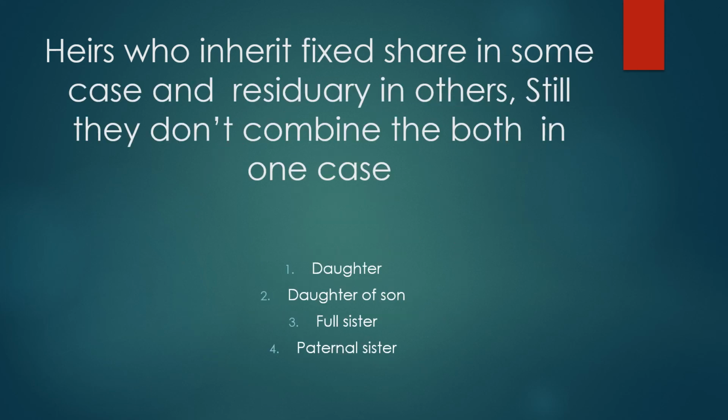Next one, heirs who inherit fixed share in some cases and residuary in others, but still they don't combine both in one case. Daughter of the son, full sister, paternal sister. These are the asaba by others, the second type. Sometimes they will inherit fixed share, and sometimes residuary, because they come in the list of the second type of asaba.